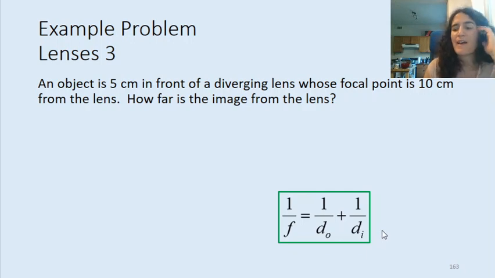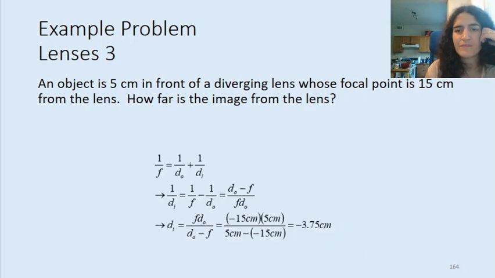Okay, if you're coming back, ready for the answer, I can solve this equation for DI, and then plug in the values, and I get minus 3.75. So I end up with an image that is on the same side of the lens as the object, and it's closer than the object to the lens.